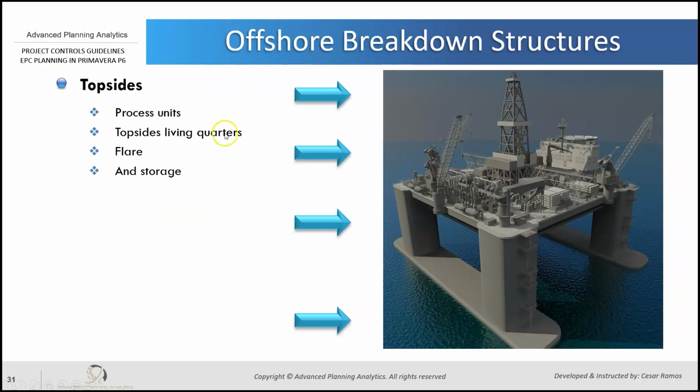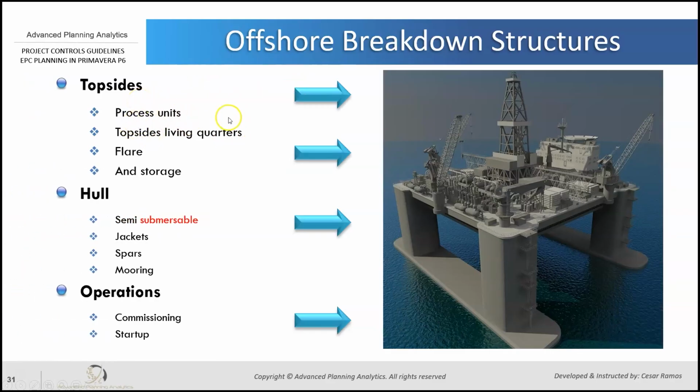For example, you'll see topsides, and underneath topsides, you'll see the process units, the living quarters, the flare, the storage, everything up here on the top of this platform. These four legs you see here, they're semi-submersible, which means they float. So everything that's beneath this top platform is recognized sometimes as the hull, quite possibly. Or they call it a semi-submersible.